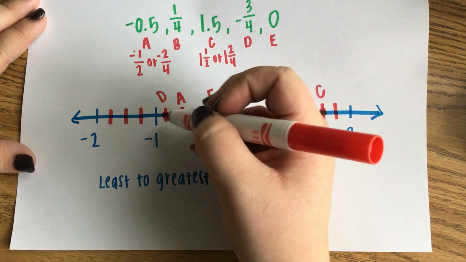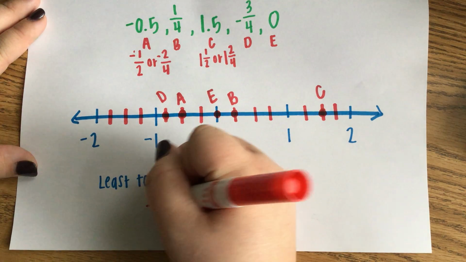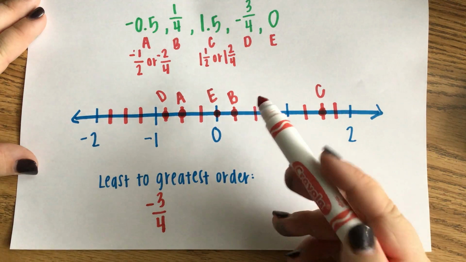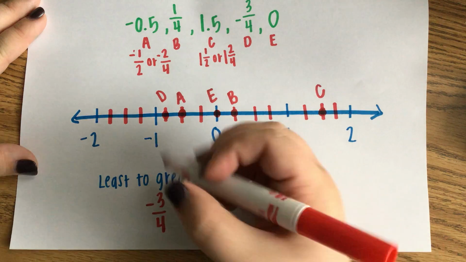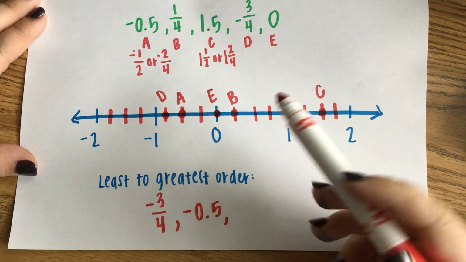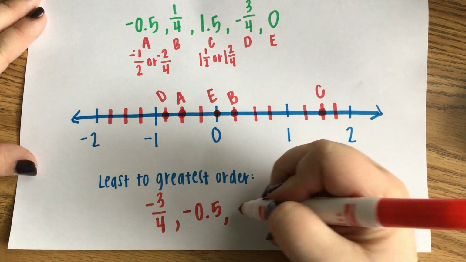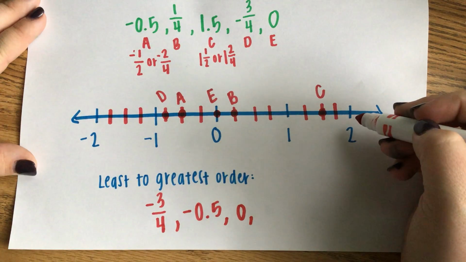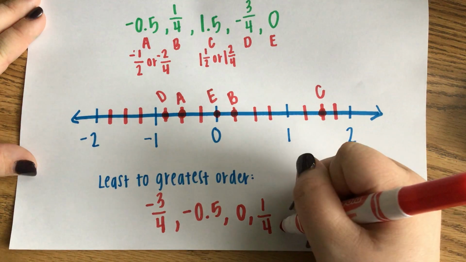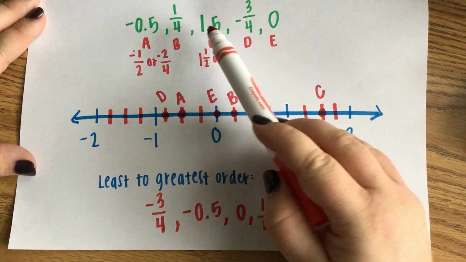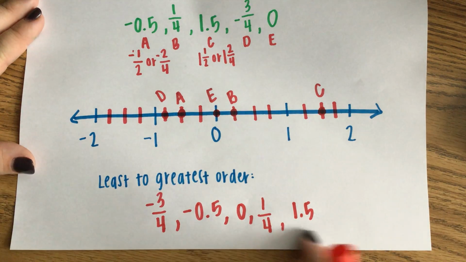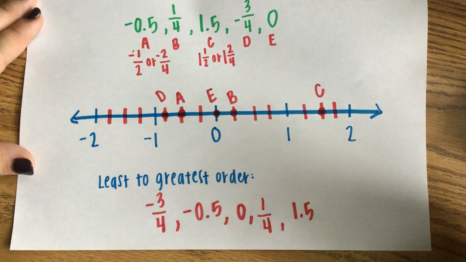So D would be my smallest, and D's negative 3/4. Then A is next, and that's negative 0.5. Then E, I'm just moving across the number line here. Then B, which would be positive 1/4. And lastly, C, which is positive 1.5. So I just wrote this from least to greatest just by looking at the number line here.